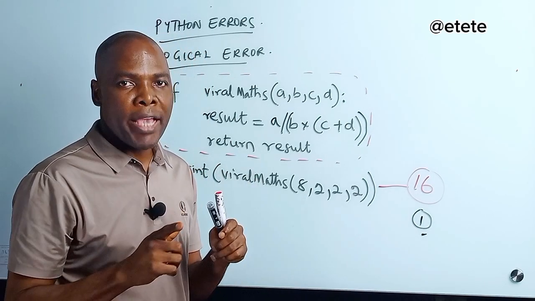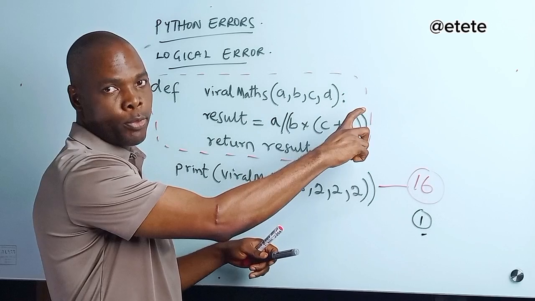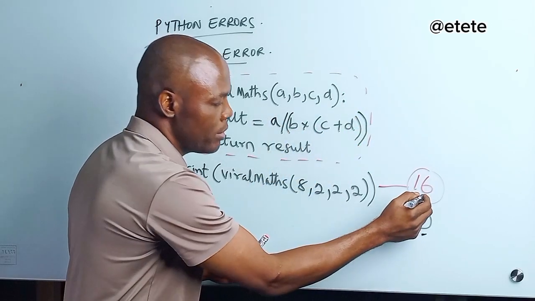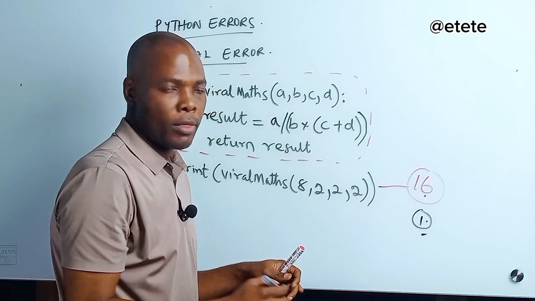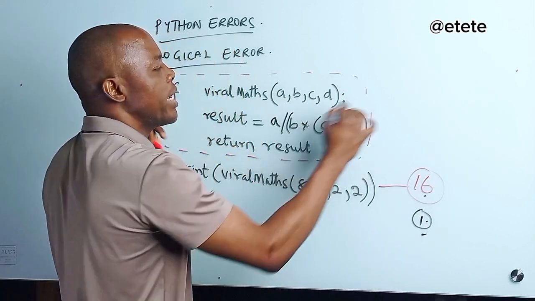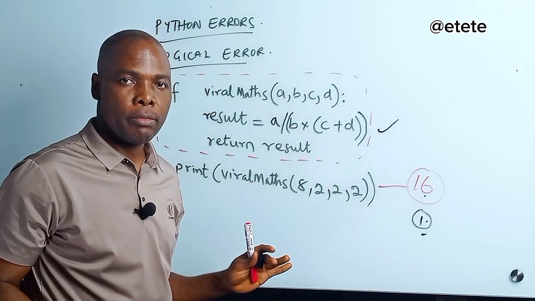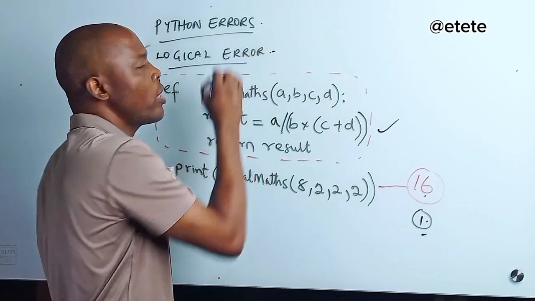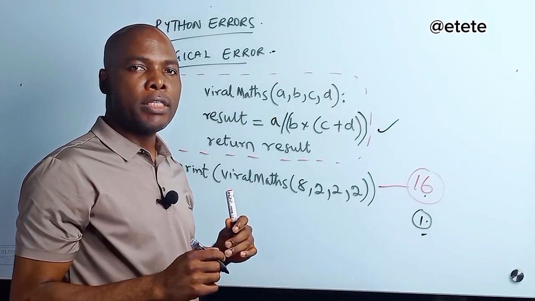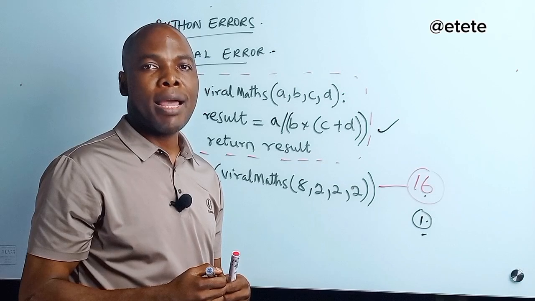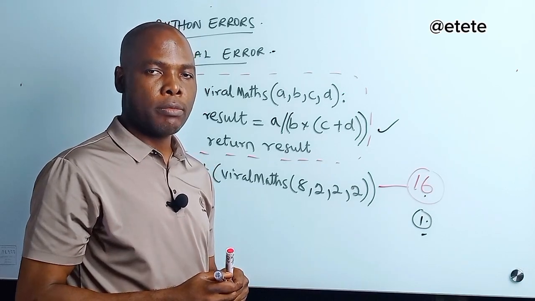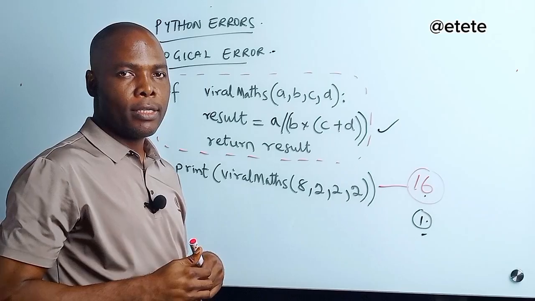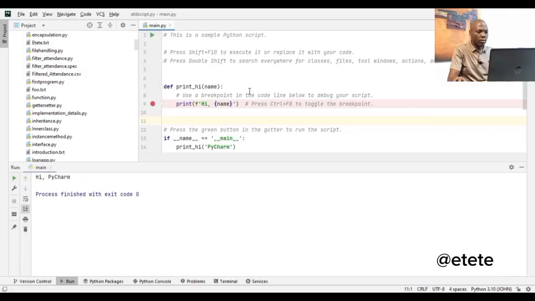Now let's go to the PyCharm and let's run this program with these parentheses here and see if our output will still be 16 or if it will be 1. If it is 1, that means I am now okay with my logic. My program is okay. So the only way you can test logical error is by executing the program and seeing what the output will be. That is the only way you can understand this. So let's go to the PyCharm.